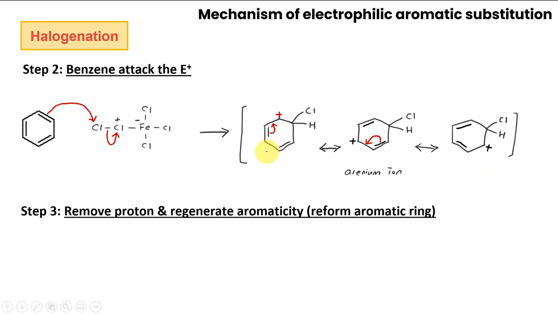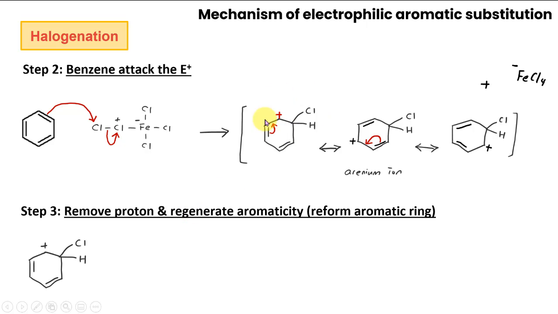And you must draw all of this, including the bracket and the double-headed arrow, the resonance arrow. And don't forget that after FeCl3 accepts one chlorine, you have the side product FeCl4 minus. That negative charge falls on the center ion. So for your step number 3, remove the proton and regenerate the benzene ring.